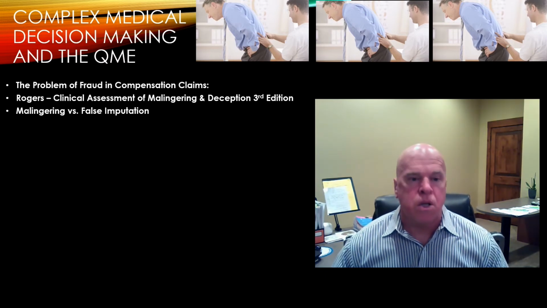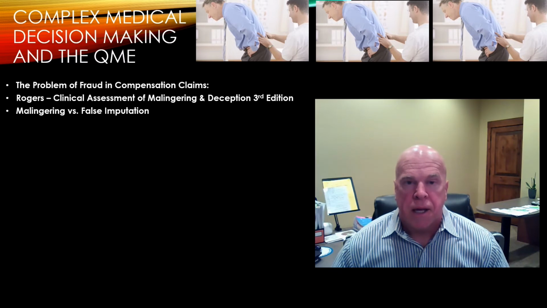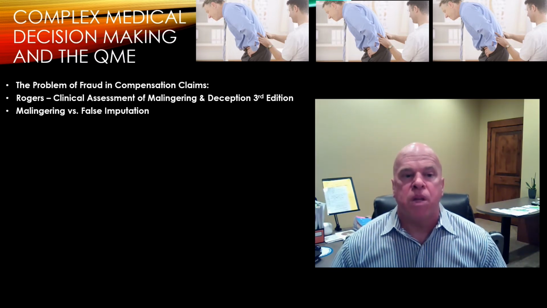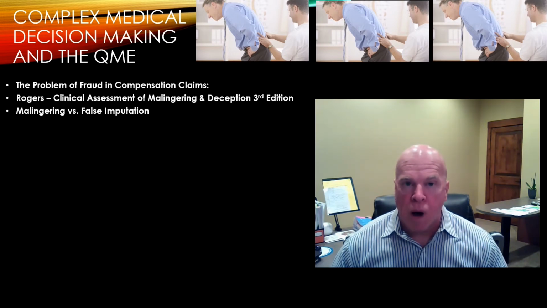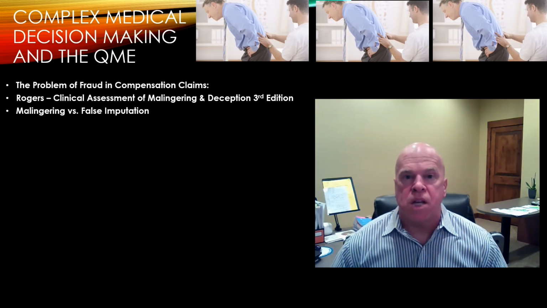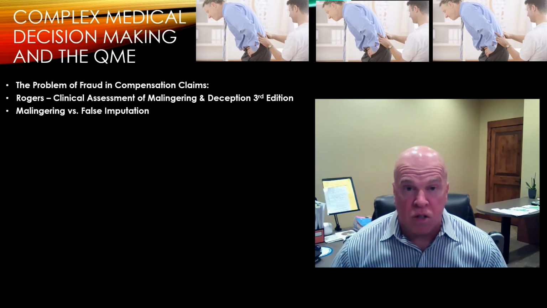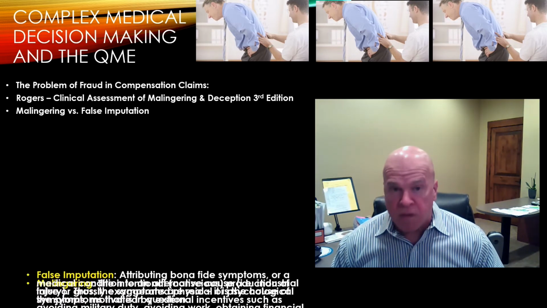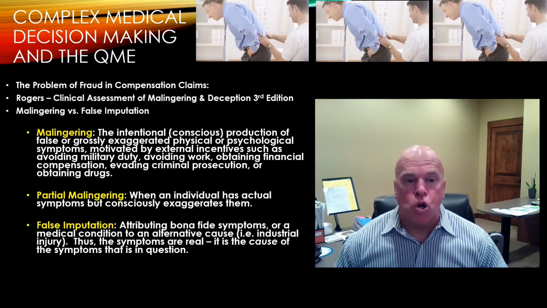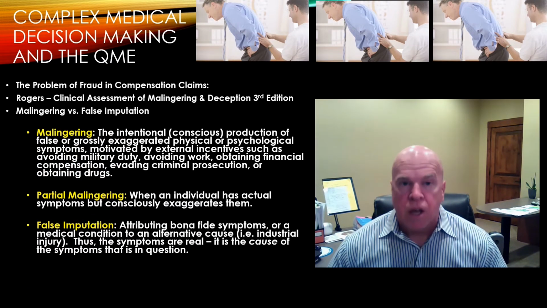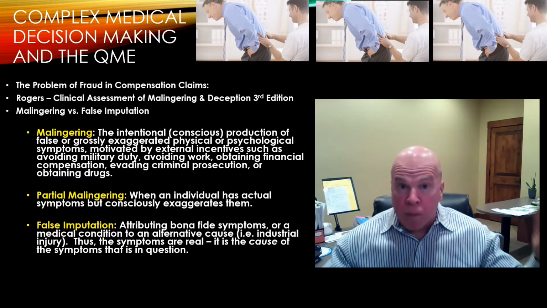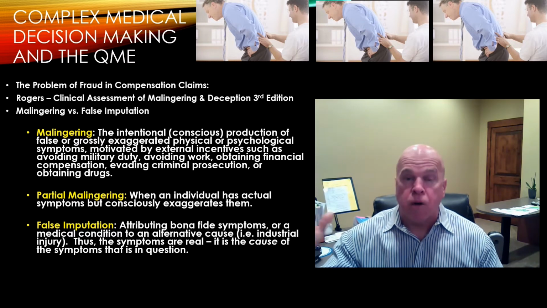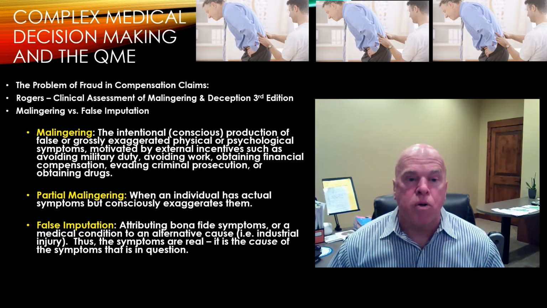So in his book, he talks about the difference between malingering, partial malingering, and false imputation. And what I want to share with you today probably has more to do with the examinees that you're going to see in the workers' compensation system than does pure malingering. So let's define some terms. So malingering, and you can think of these purposeful misrepresentations as falling upon a spectrum, with malingering all the way at the far end of the spectrum.